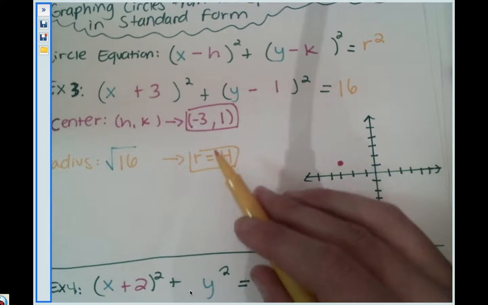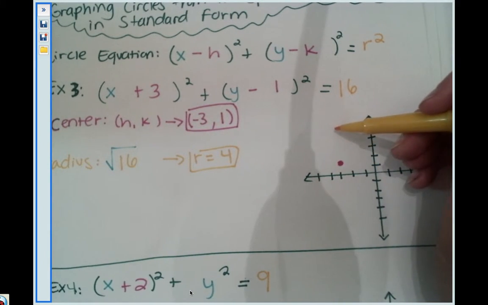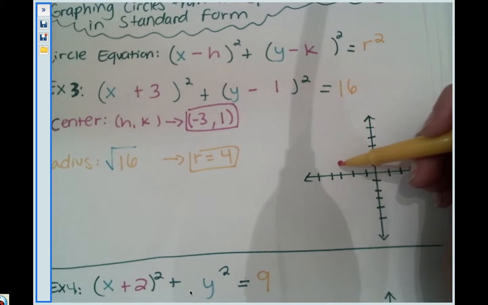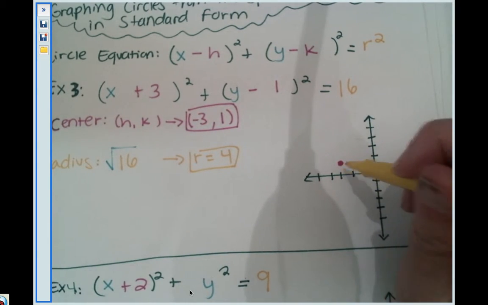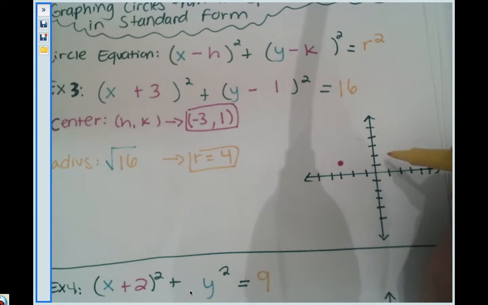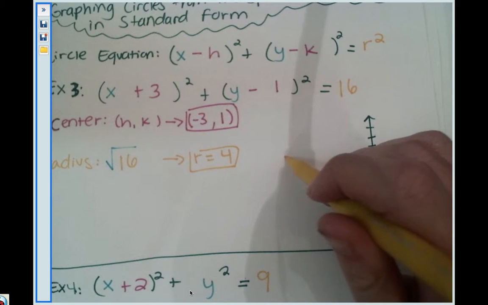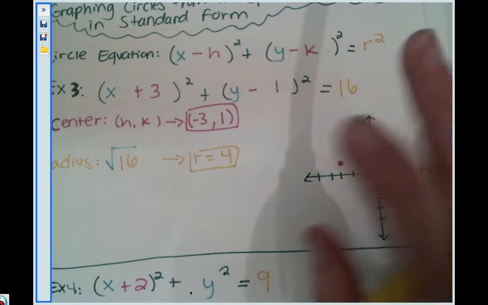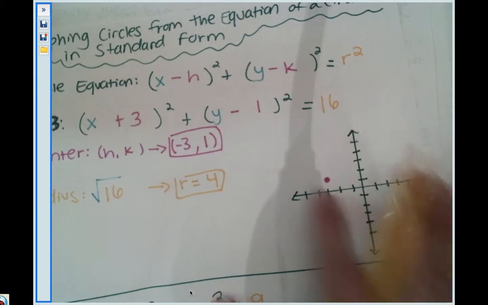So since my radius is 4 units, I'm going to start at my center and count up 4 points and plot a point. Go back to my center, count down 4 points, plot a point. Go back to my center, count 4 to the right, plot a point. And then go back to my center and count 4 to the left and get my final point on the circle. And those 4 points will help me to draw my circle.